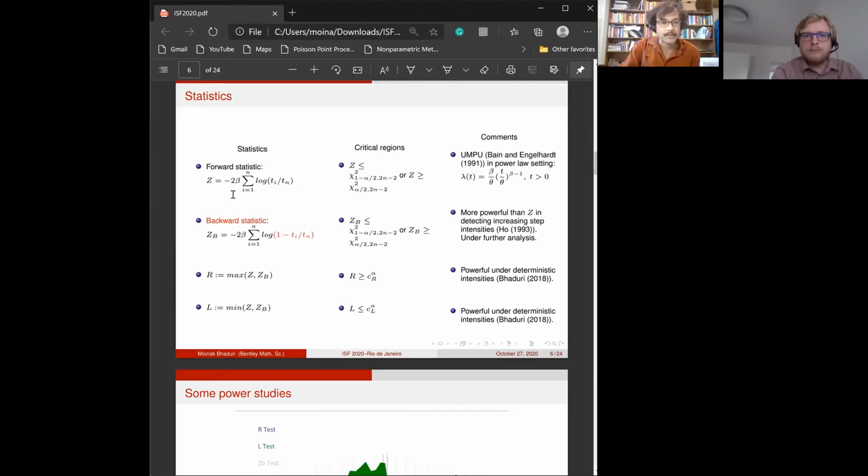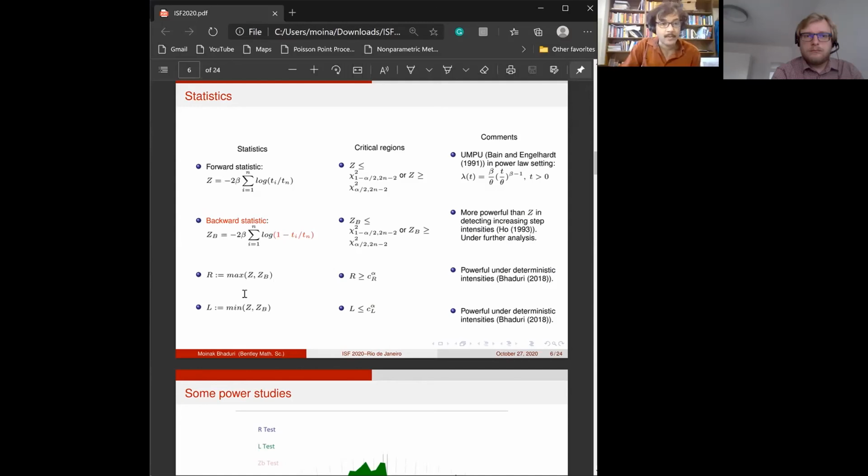Another modification to it is when you keep the same structure, but you simply switch the time ratios about 1. So Z and ZB are very much opposites of each other, and because of the way log functions work, it isn't hard to show that a deteriorating sequence will inflate the value for ZB and will deflate the value for Z.